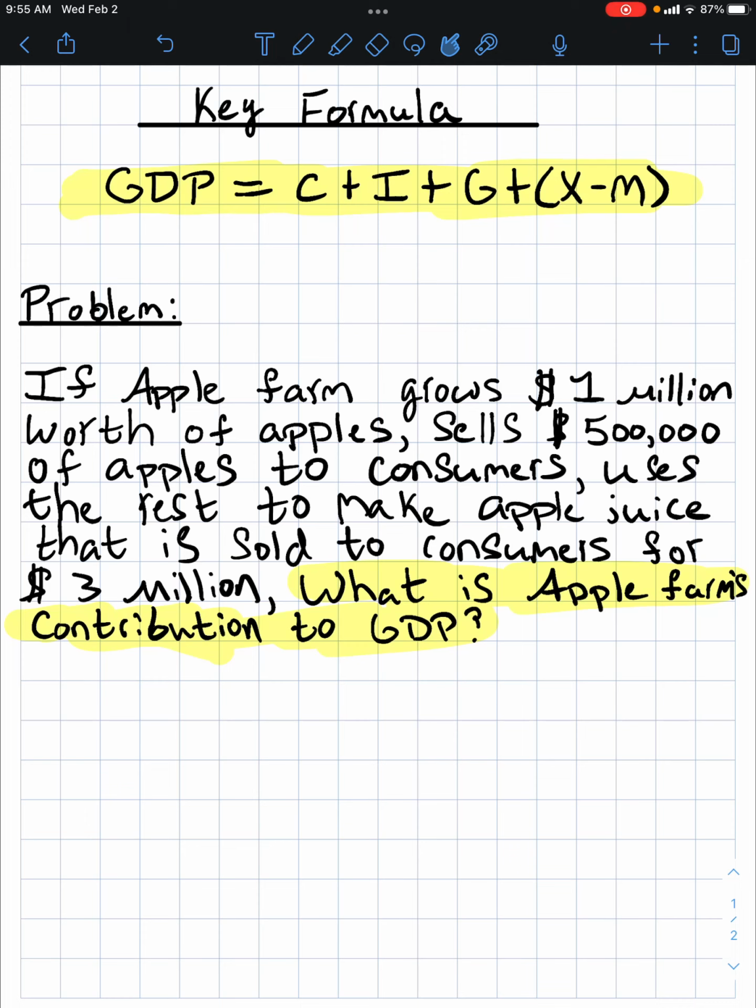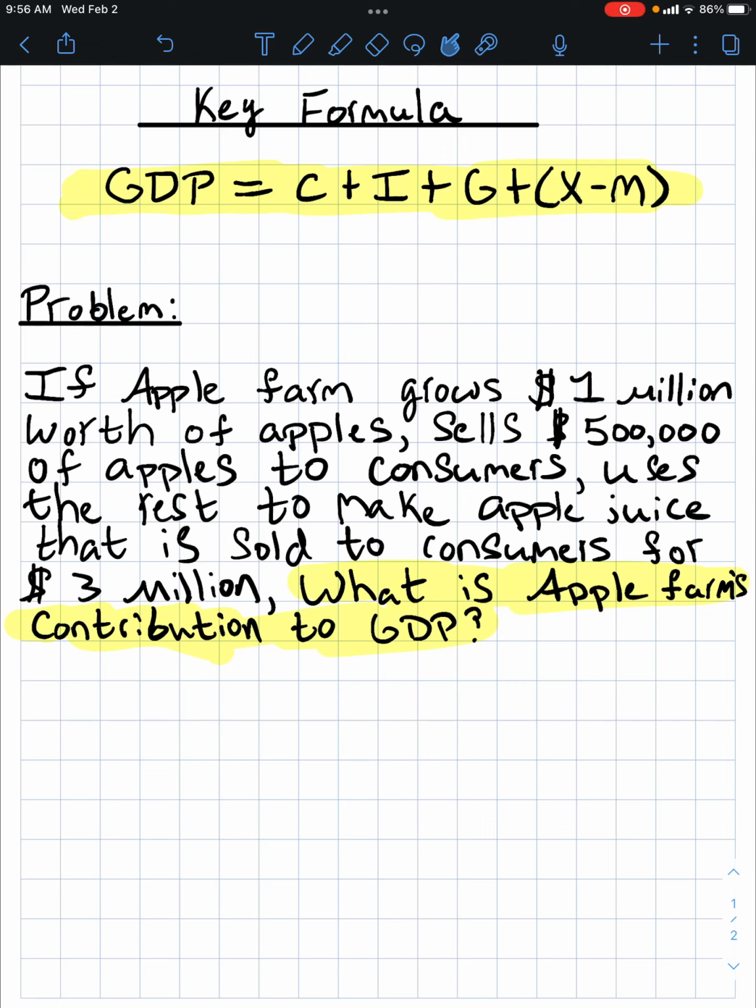Is the $1 million of apples that Apple Farm grows included in GDP? No, it's not included in GDP. Why is it not included in GDP? Because the $1 million worth of apples grown is not a final value sold to consumers, government, or businesses, and it's not an export or import. It does not fall within any of our GDP equation variables. It's not a consumption, it's not an investment, and the government's not spending or investing in it, and it's not being exported or imported. So it's not included in our GDP total.